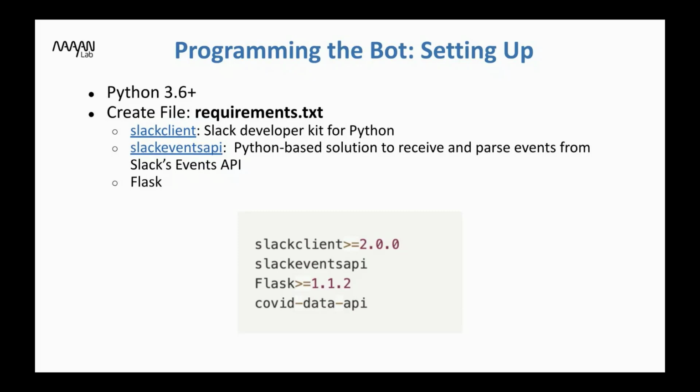And the next package we're going to be using is the Slack Events API, which is a Python-based solution to receive and parse events from the Slack Events API. And this basically allows you to easily process the Slack events by simply attaching functions to event listeners. And both of these packages just make it a lot easier to use the Slack APIs and program your bot in general. And we're also going to be using Flask to set up our app framework.